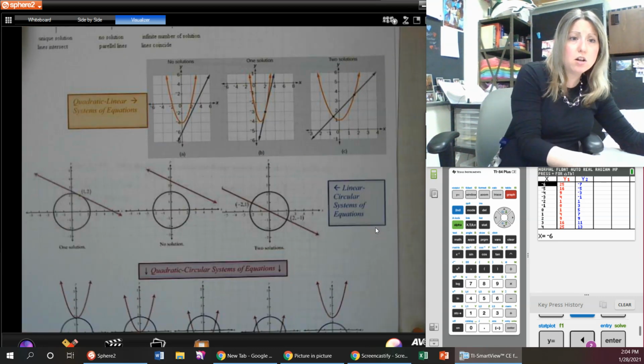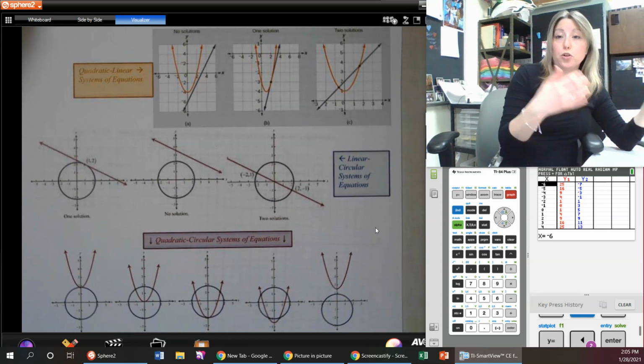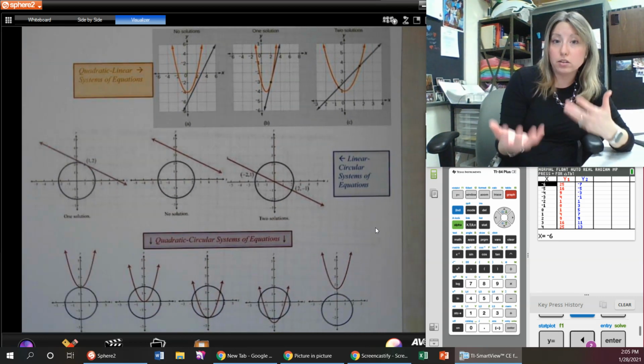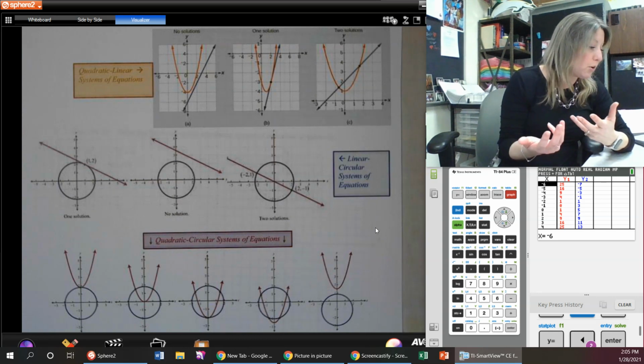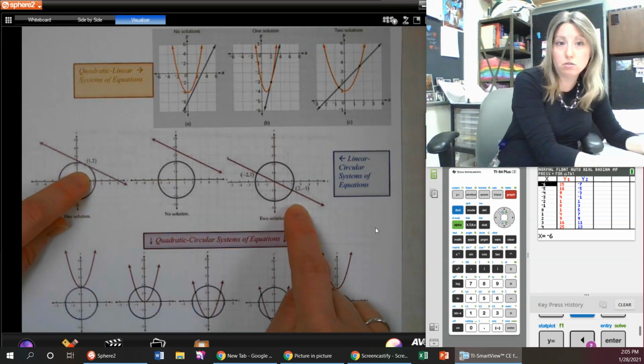Now a circle, similar, because a circle does have an x squared involved. So if you're going with a circle and a line, so a linear circular system of equations, then we're talking about 1, none, or 2.